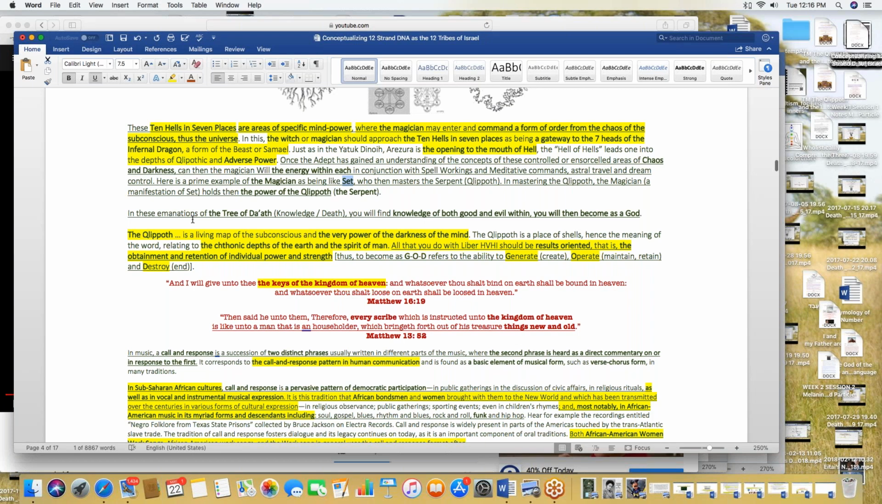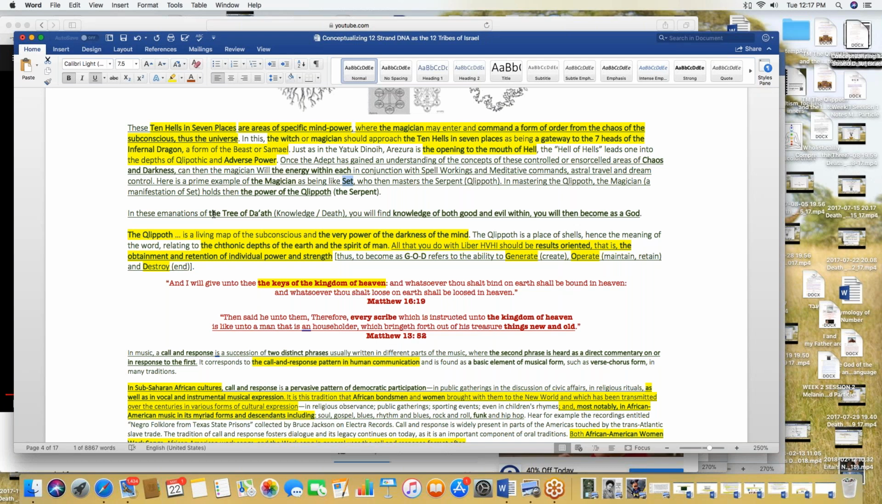Listen, in these emanations of the tree of Da'ath, or knowledge, death, you will find knowledge of both good and evil within. You will then become as a god. Are y'all hearing me?